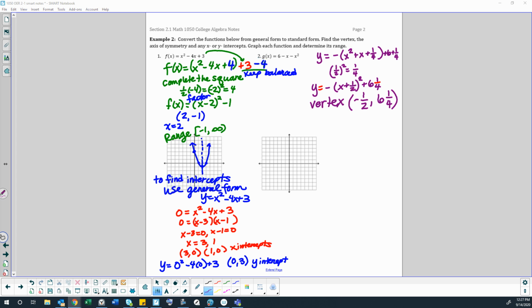Yes. And then what does the negative out in the front of our equation mean? It means it's upside down, reflected over the axis.